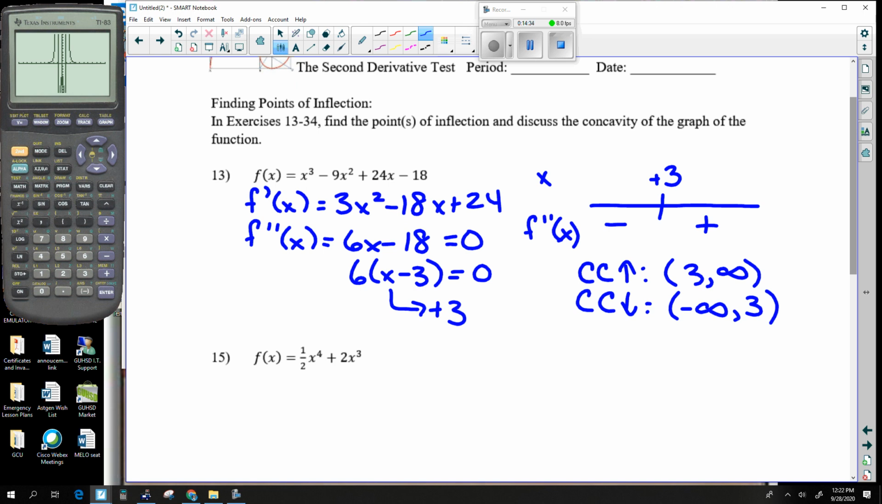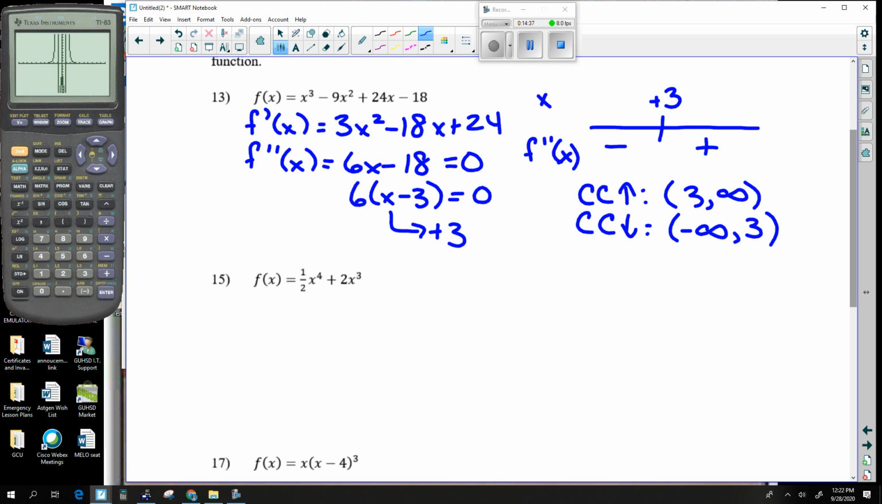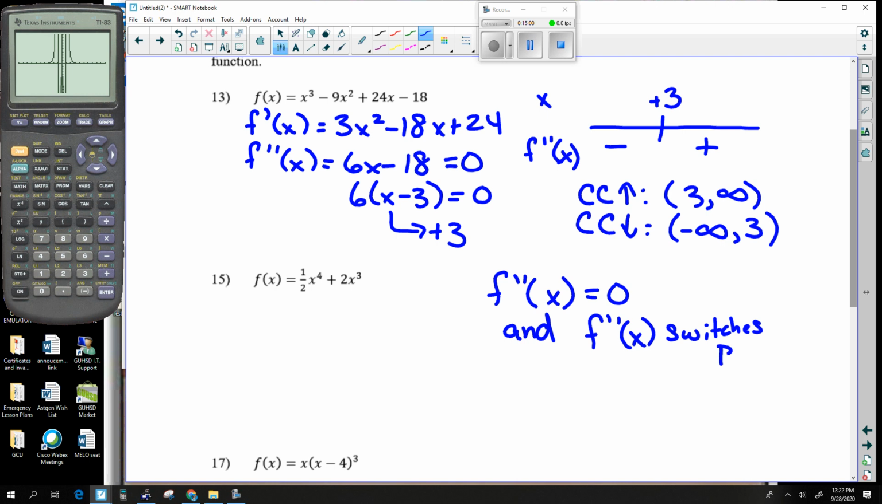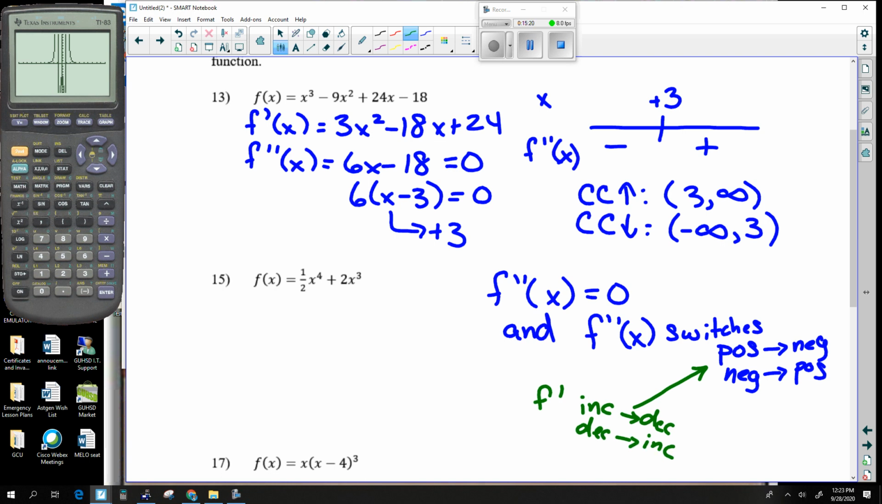Oh, points of inflection. Sorry. A point of inflection is where the second derivative is equal to 0 and concavity switches, like up to down or down to up. So that means the second derivative switches like positive to negative or negative to positive. That also has other implications, that where f prime switches from increasing to decreasing or decreasing to increasing.